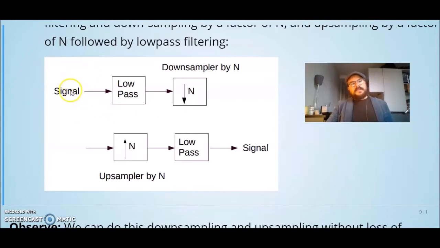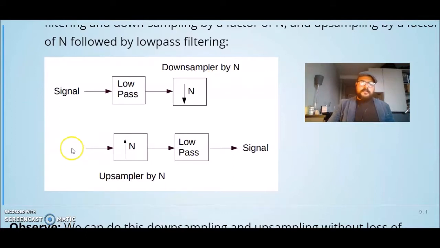So we take our signal and pass it through a low-pass filter with a cutoff frequency of 8 kilohertz. At this point we didn't change the sampling rate, but we band limited our signal to 8 kilohertz. Now we drop every second sample. So we remove every second sample. And at this point, we have a signal with a sampling frequency of 16 kilohertz and band limited to 8 kilohertz, respecting the Nyquist theorem.